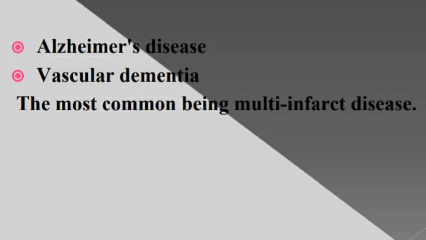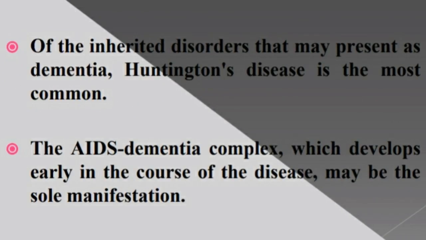The term vascular dementia encompasses a number of separate disorders, the most common being multi-infarct disease. Of the inherited disorders that may present as dementia, Huntington's disease is the most common, while the AIDS dementia complex, which develops early in the course of the disease, may be the sole manifestation.